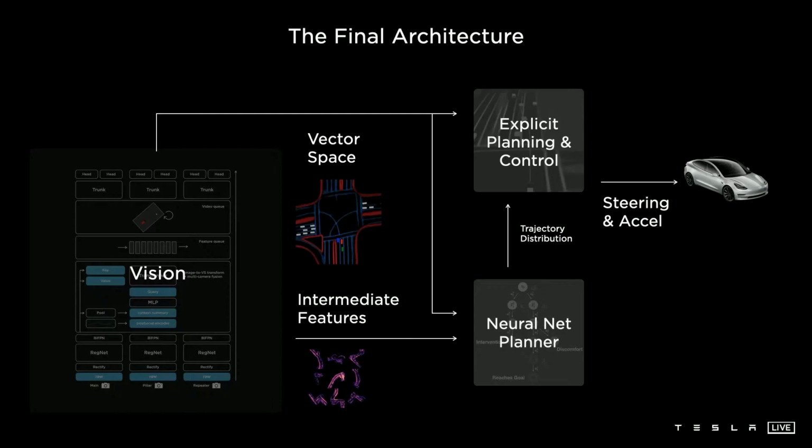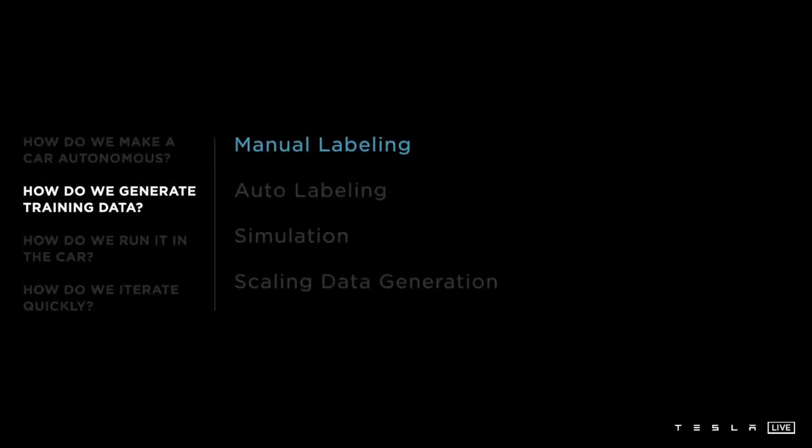With that, we need to now explain how we train these networks. And for training these networks, we need large data sets. I invite Andre to speak briefly about manual labeling.